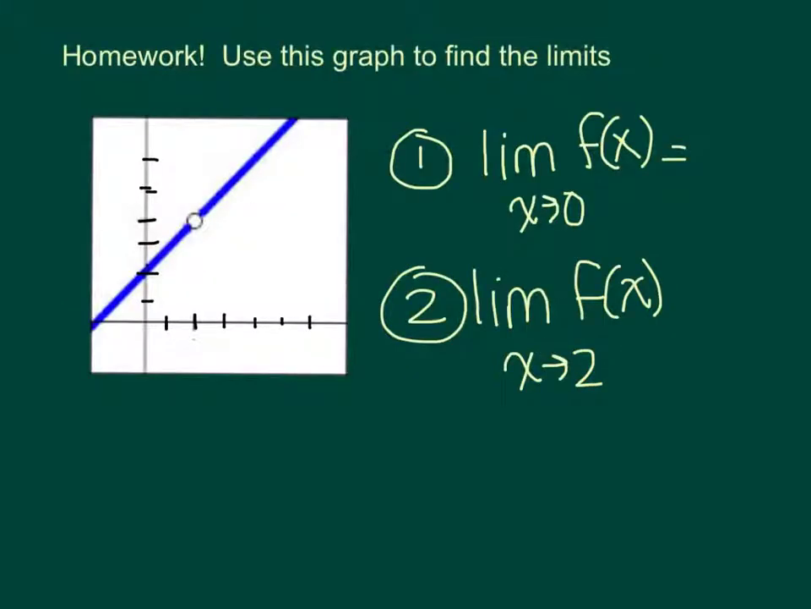Okay, so here's your homework. Use this graph of f of x to find the limit as x approaches 0 and as x approaches 2. A word of caution: x is 0, that's right here, and you're looking for the height. You're not looking for where it crosses the x-axis. That's a very common mistake.